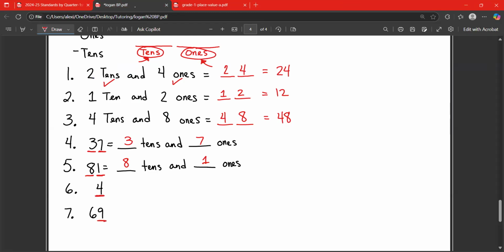Now, what is interesting about the 4 is it's by itself. So what does that really mean? It means there's an invisible 0 somewhere. Is the 0 in front of the 4 or is it after the 4? Well, it should be in front, because if it was after, it would look like the number 40. And they didn't write the number 40. Instead, they wrote 4.